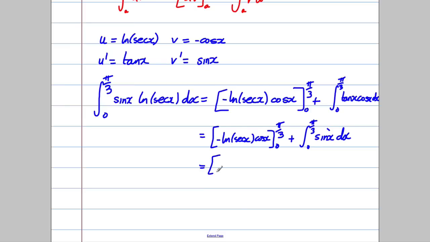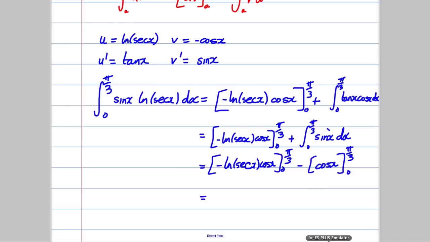So before I put limits in, let me integrate the whole thing. So that's sec x cosine x between 0 and pi by 3. And the integral of sine x is negative cosine x. So this would be, subtract cosine x between pi by 3 and 0. So now it's just a case of substituting these things in.